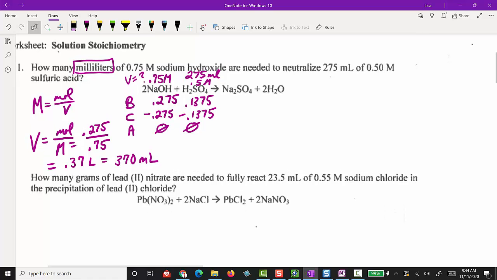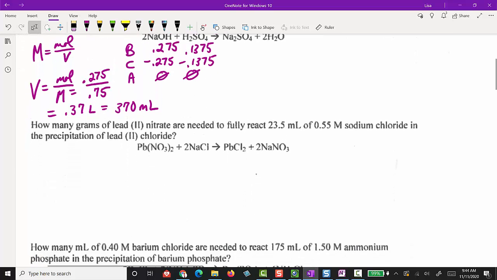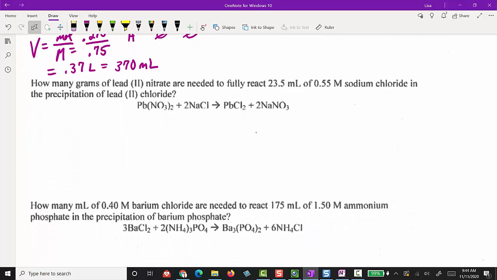All right, let's look at the second one. Here it says how many grams of lead nitrate. There, grams, I know I'm going to need a molar mass. So let's find that molar mass. 207 plus, I got 2 nitrogen and 6 oxygen, so 331.2. That's my molar mass there.